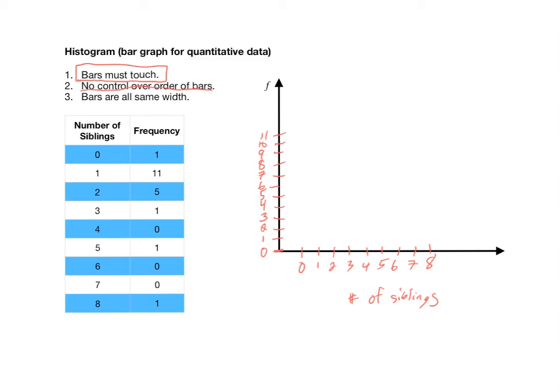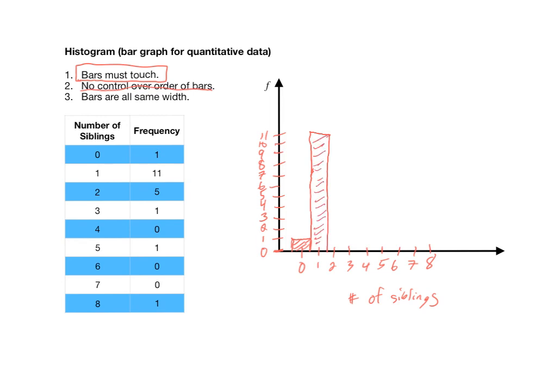And now I can put in my bars meeting the specific frequencies. So the number of students with 0 siblings was 1. So for the 0 bar, I need to go up to a height of 1. Now notice I need to go halfway between the 0 and the 1 here because the bars need to touch. So there's my first bar. And then the number of students with 1 sibling was 11. So this next bar needs to go all the way to a height of 11 and come down halfway between the 1 and the 2.